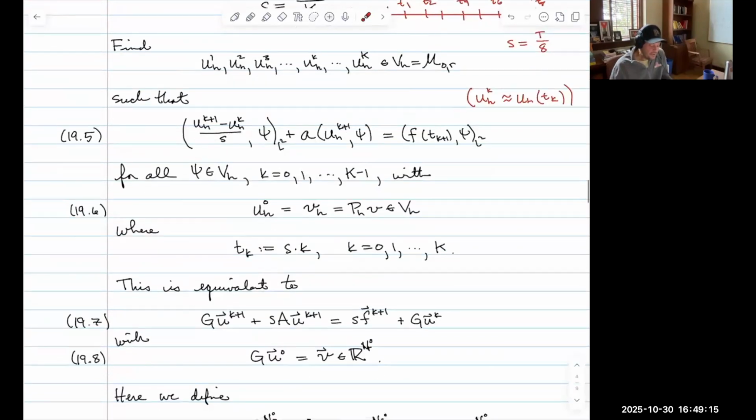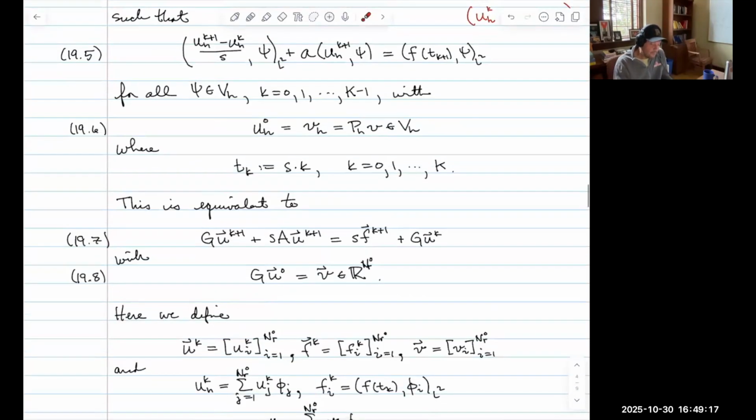So in any case, using the same analysis, we can show that this finite element method we defined here is exactly equivalent to G times UK plus 1. This is the coordinate vector of UHK plus 1 plus S times the stiffness matrix A times the coordinate vector at K plus 1. And that has to be equal to S times FK plus 1 plus G times UK. Where does this come from?